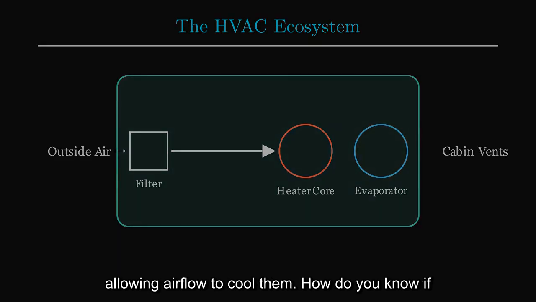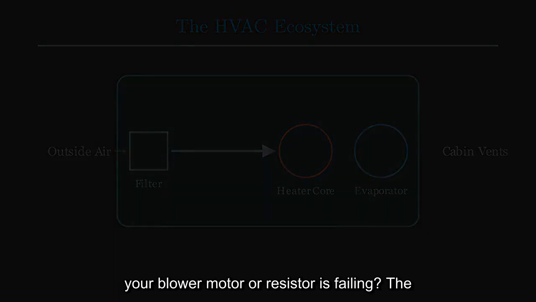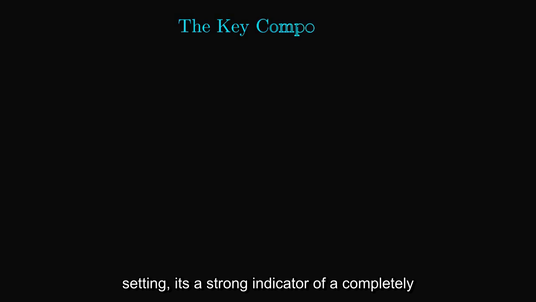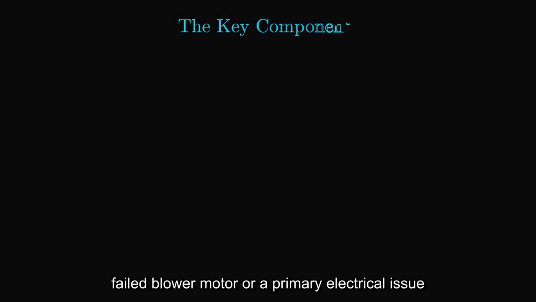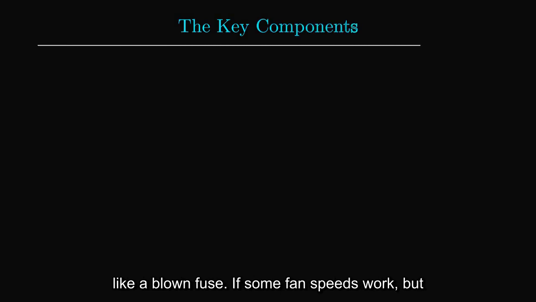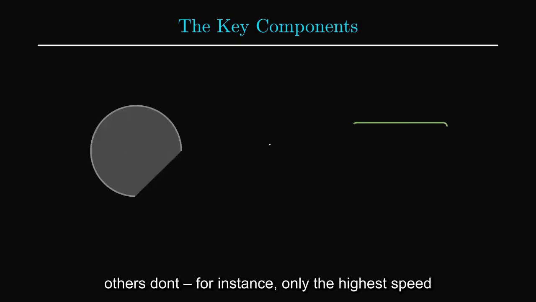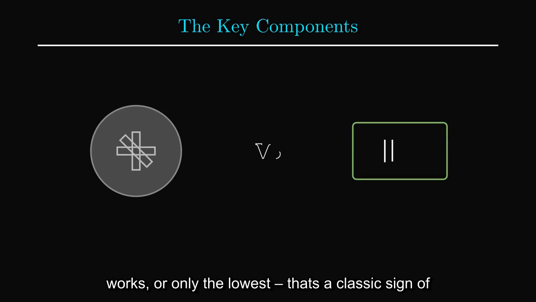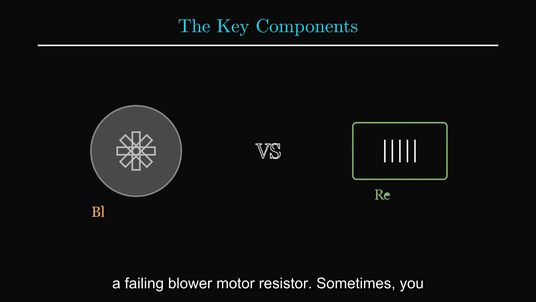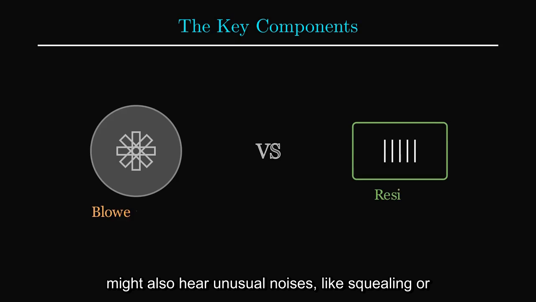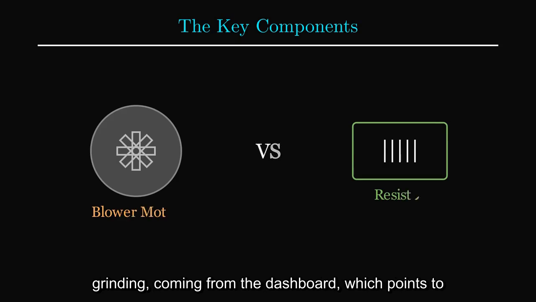How do you know if your blower motor or resistor is failing? The symptoms are usually quite distinct. If you have no air at all coming from the vents on any speed setting, it's a strong indicator of a completely failed blower motor or a primary electrical issue like a blown fuse. If some fan speeds work, but others don't, for instance, only the highest speed works, or only the lowest, that's a classic sign of a failing blower motor resistor. Sometimes, you might also hear unusual noises, like squealing or grinding, coming from the dashboard, which points to a failing blower motor bearing.